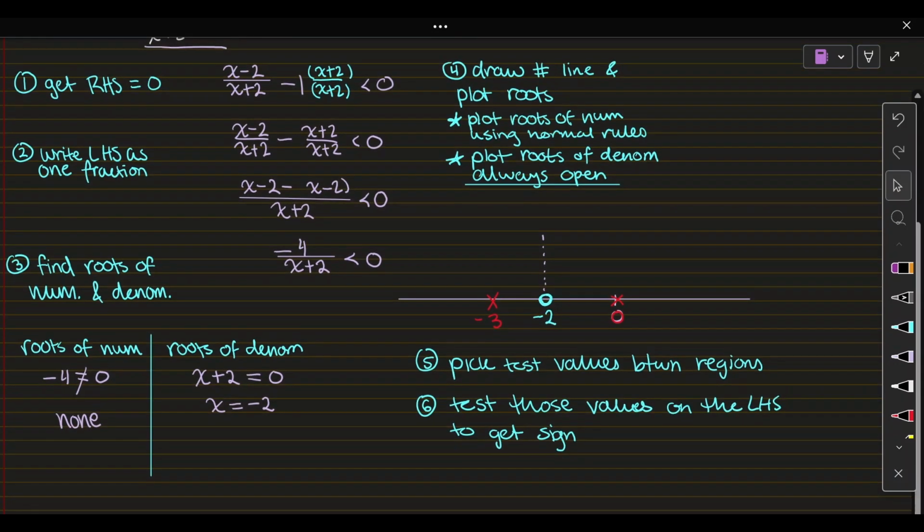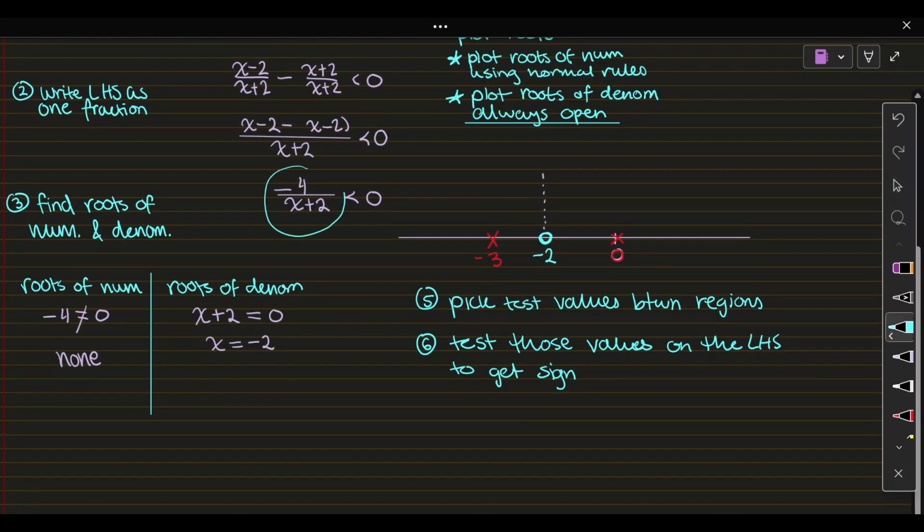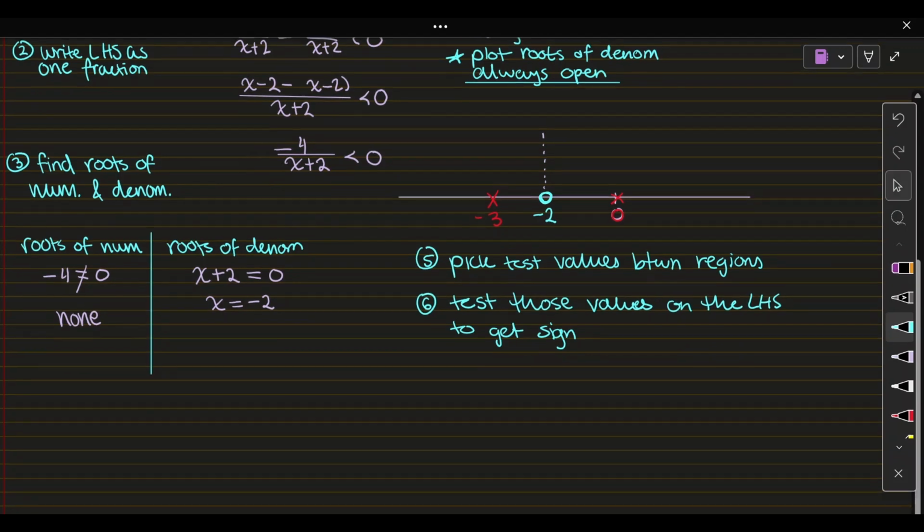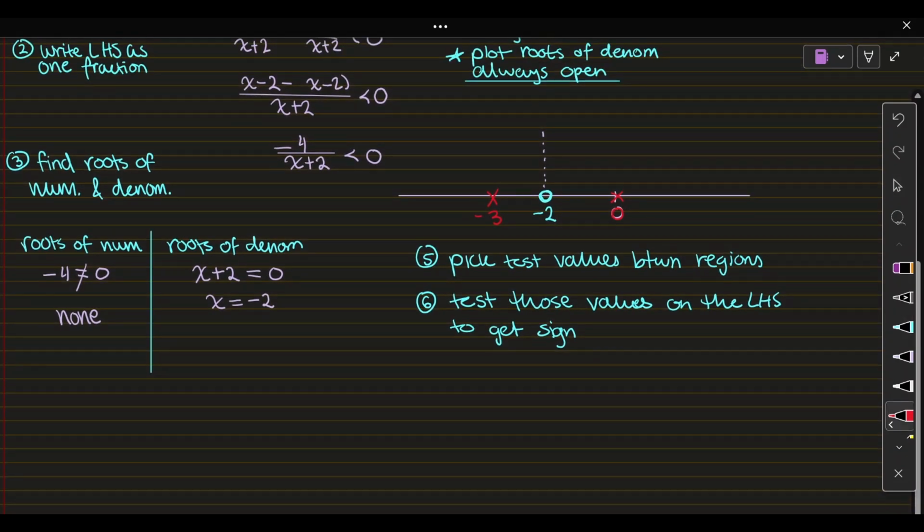So recall, what we're looking for is we're trying to solve this inequality, right? We're trying to figure out when -4 over x plus 2 is less than 0, or in other words, when it's negative. So our whole goal is to find when this -4 over x plus 2 is negative. So we're going to plug in our test values to see what gives us a negative value.